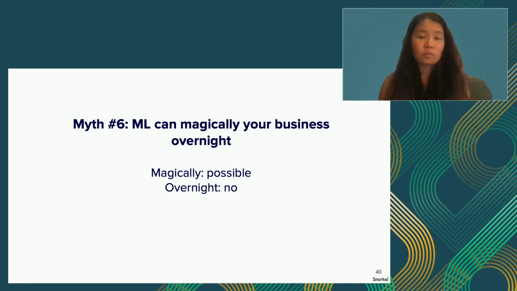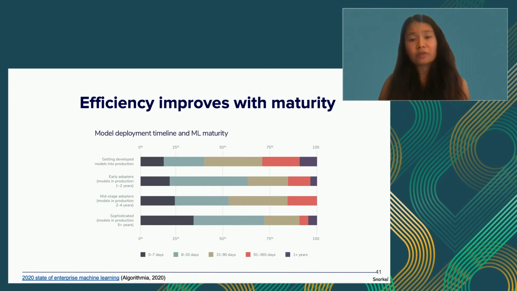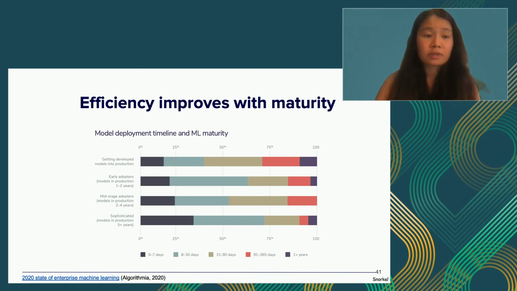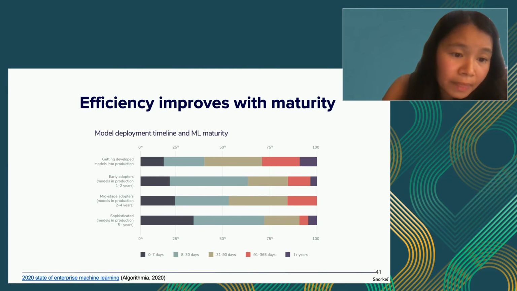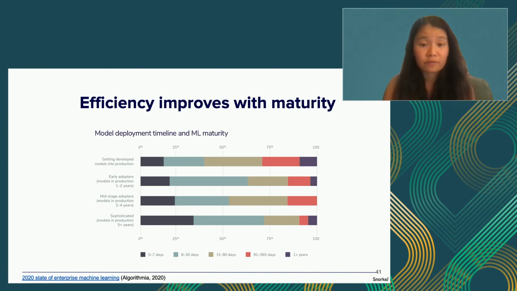But Google has also been investing in machine learning for decades. And there's a graph that I think is pretty useful. The longer you have adopted machine learning, the higher the efficiency is going to be. If you look at this graph done by an algorithm very recently, for companies who have had a model in production for at least 5 years, 75% of them can get a model into production within 30 days.